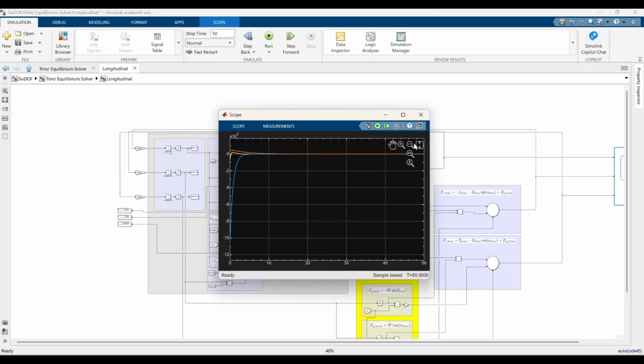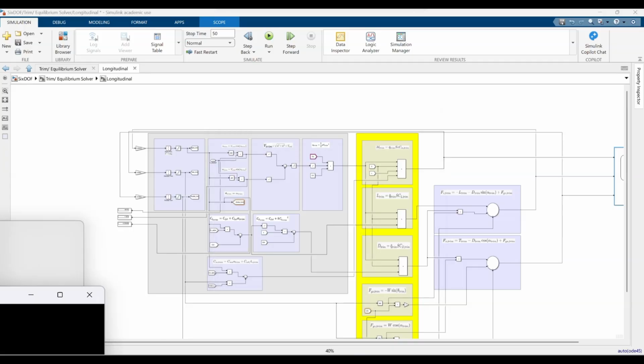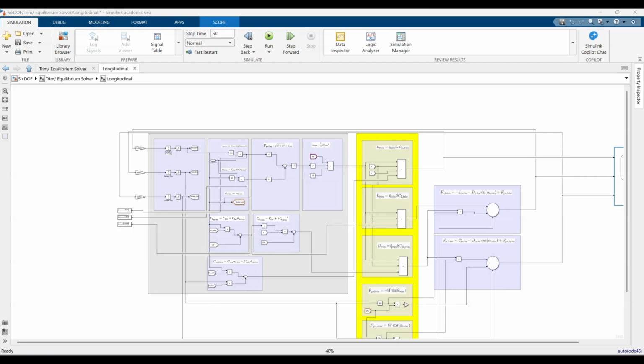Aha, check that out. All of them are converging to 0. And that's what we expect to see. If all of them converge to 0, you know you have established a good longitudinal equilibrium.